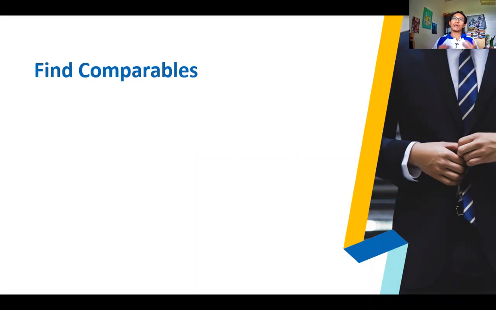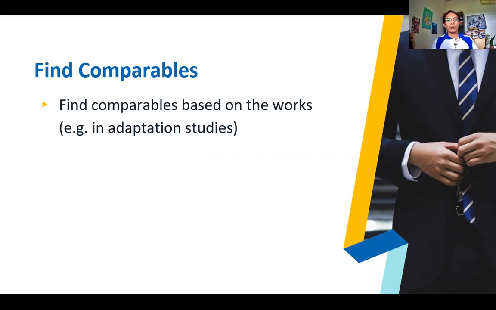And how do you find the comparables? There are basically two ways. First, you compare elements of two works. For example, you have a movie and you have a novel. The novel is inspired by a movie. Who knows? Sometimes it happens like that. And you will find the differences between these two works and how those differences create different meanings or different reception by the readers or the audience.